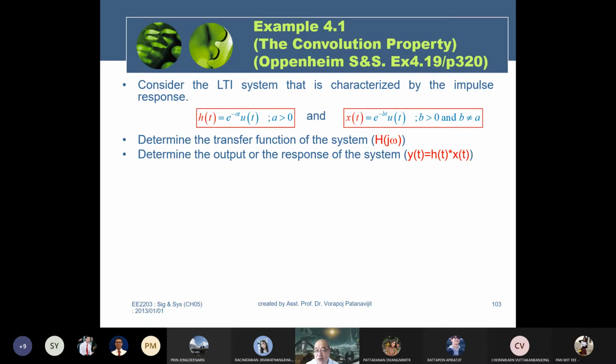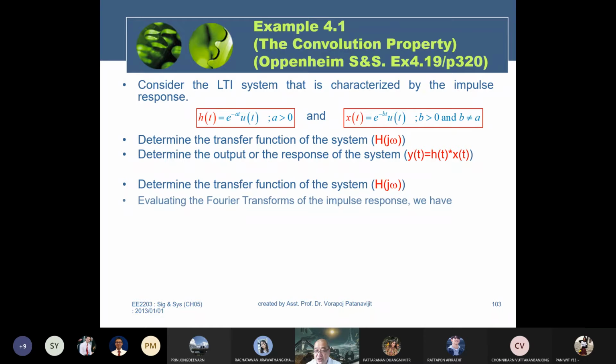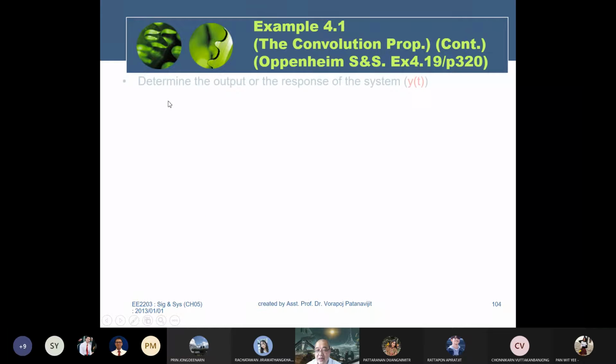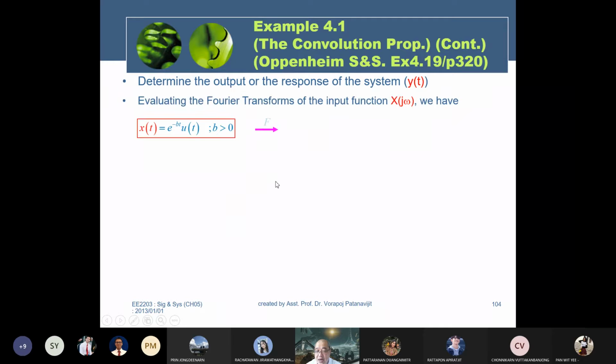The questions ask you to determine the transfer function of the system H(jω) and determine the output, or the response of the system y(t). The first one is to determine the system function H(jω). Evaluate the Fourier transform of the impulse response e^(-at)u(t). You can integrate directly from the definition, or you can see it from the table. The Fourier transform of it is equal to 1 divided by (a + jω). And then determine the output response.